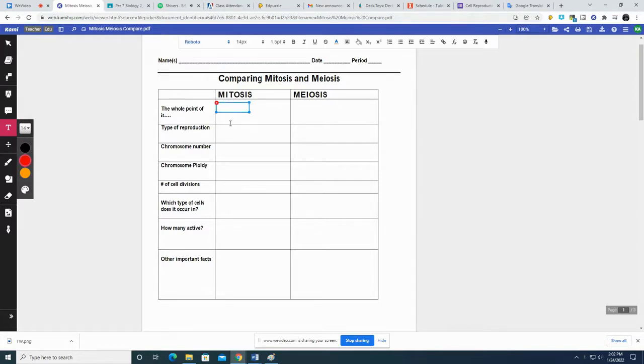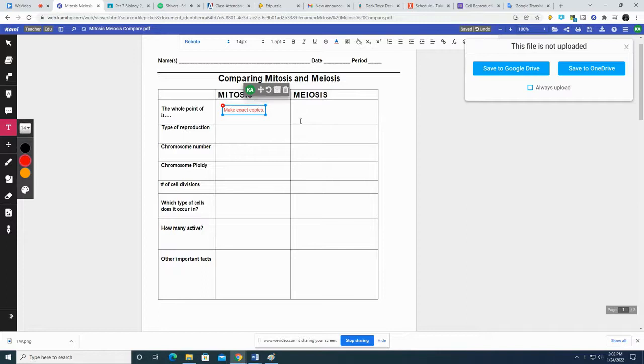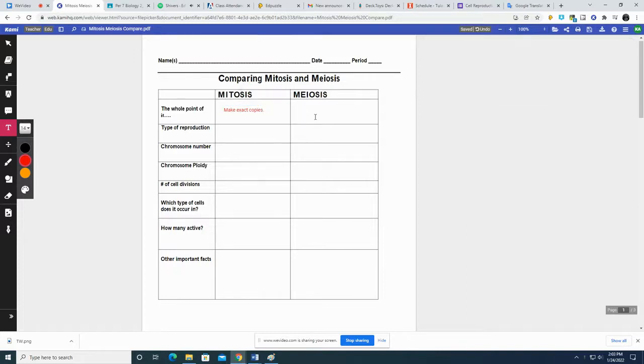All right, mitosis, what's the whole point of mitosis? It's to make exact copies, cells that are exactly the same as the original cell. So one cell becomes two that are exactly like the first one, because we want our new skin cells to be exactly like our old ones. Meiosis, it's the opposite. It does not make exact copies. Meiosis makes cells that are all unique, which just means they're all different.